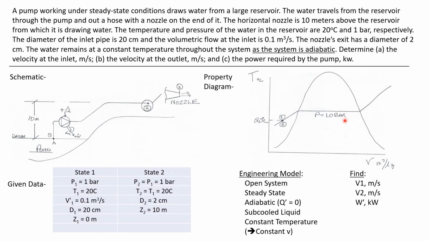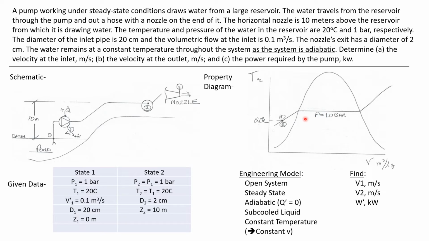Let's draw a property diagram. So this will be a T-v diagram. And we know that at both states, the pressure is 1 bar. Now, the pressure is higher than 1 bar between the pump and the exit, and it's lower than 1 bar between the inlet and the pump.